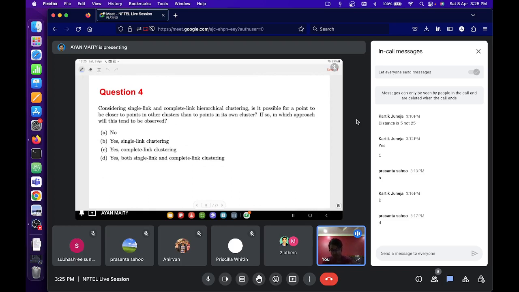4 options are there. Option A is that it is not possible for the point to be closer to other clusters than points in its own cluster. Option B is yes in single link clustering. Option C is yes in complete link clustering. Option D is yes in both single link and complete link clustering. So in which of these clustering approaches might this happen, that a point is closer to points in other clusters than in its own cluster? You can write your answers in the chat.